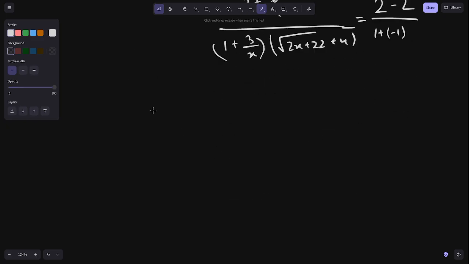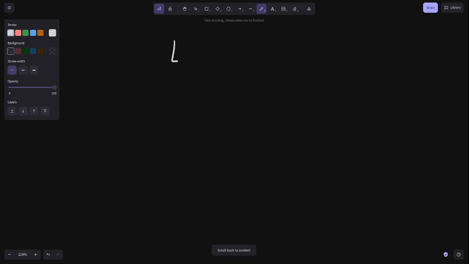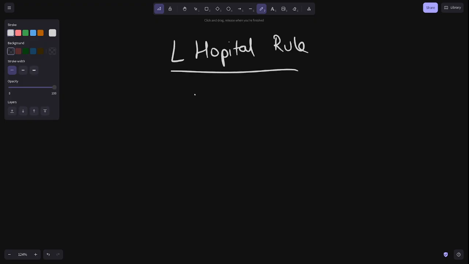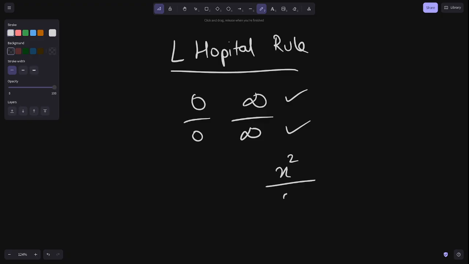So we now have to use something that I have not taught you yet. It's called L'Hopital rule. I don't know if it's pronounced hospital. L'Hopital rule says simply if you have 0 by 0. Let me get the exact statement. If it is 0 by 0 or infinity by infinity, you have to differentiate the top and bottom. So let's say we have x square by x, right?